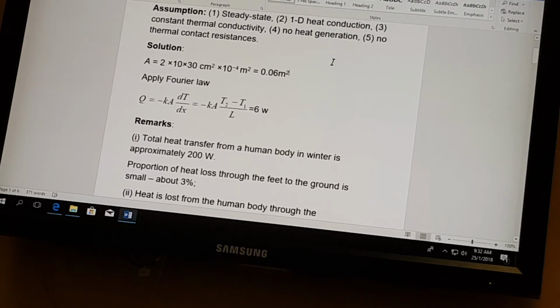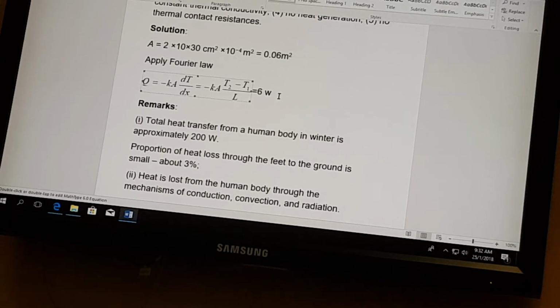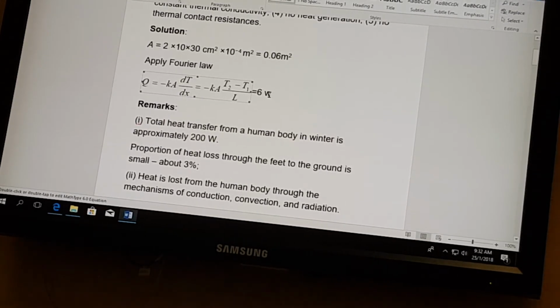Simple. As I mentioned, that's the special case where dT over dx actually equals delta T divided by delta x, the same thing, because the temperature change is linear, right? Otherwise, if the temperature change is not linear, you cannot apply that. The original Fourier law can apply, but it cannot equal delta T divided by L. That's the difference.